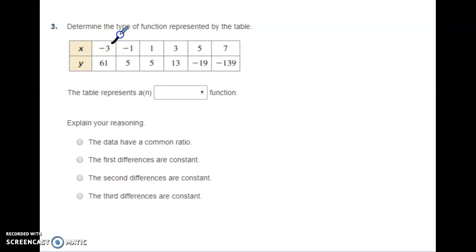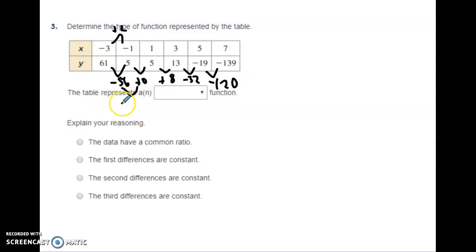Now number 3, we start with the same thing. To get from negative 3 to negative 1, we're adding 2. Check, are these all adding 2? Yep, they are. So now we can just focus on the y's. To get from 61 to 5, that is subtracting 56. To get from 5 to 5, that's not changing, so I'm just going to put plus 0. To get from 5 to 13, that's adding 8. To get from 13 to negative 19, that's subtracting 32. And to get from negative 19 to negative 139, that's subtracting 120. The first differences are obviously not the same, so let's check second differences.